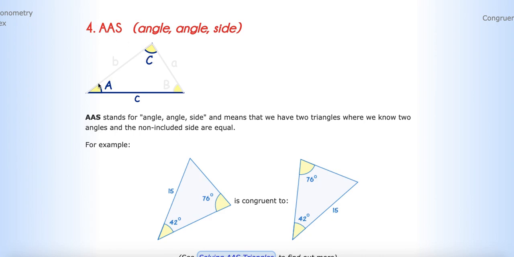An angle and an angle, then a side. An angle and an angle, then a side, okay?